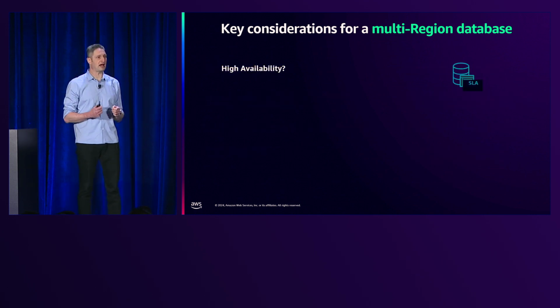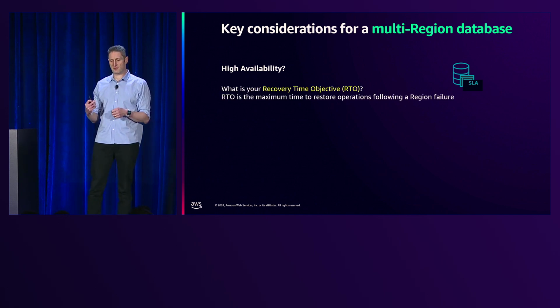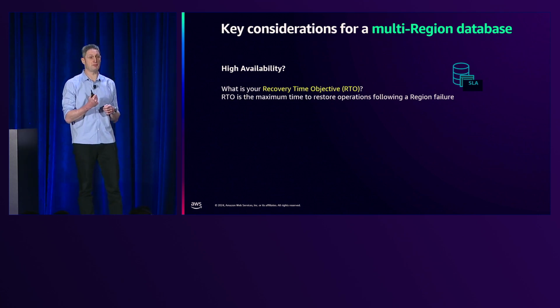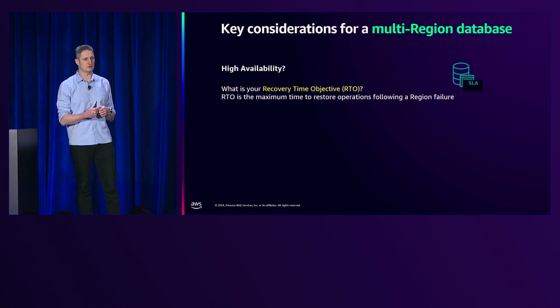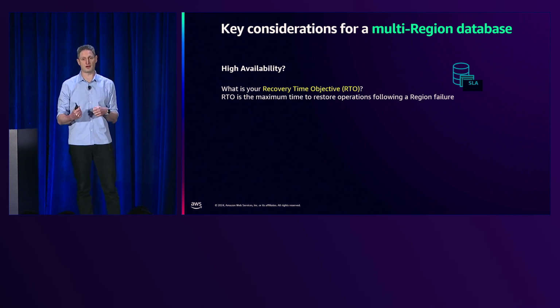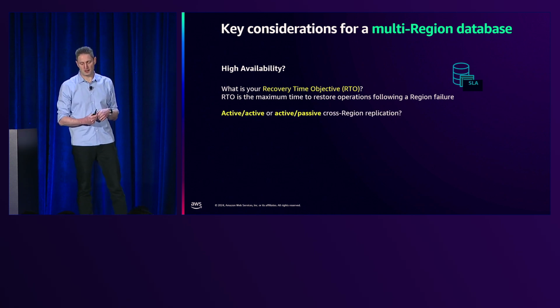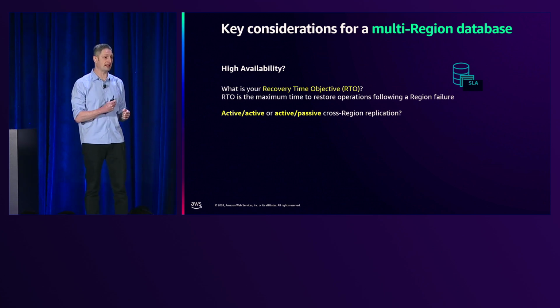The next consideration is high availability. And as we discussed earlier, one of the two primary reasons that customers build multi-region applications is to have higher availability and business continuity in the case of a region failure. So the next question you want to ask yourself is, what is your recovery time objective, your RTO? What is the maximum downtime that you can tolerate until you are able to restore your operations? This leads to the next question. Should you choose a multi-region database that has active-active or active-passive?